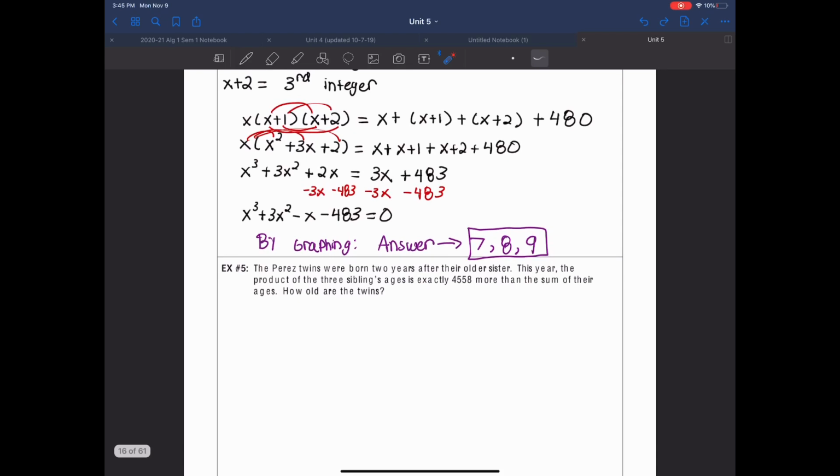All right, last example today. So the Perez twins were born 2 years after their older sister. This year, the product of the 3 siblings' ages is exactly 4,558 more than the sum of their ages. How old are the twins?